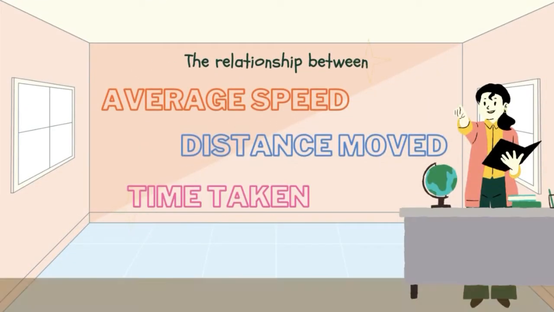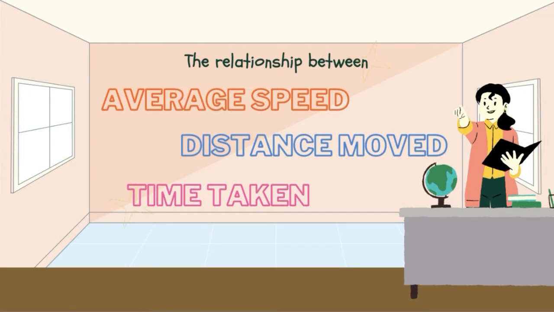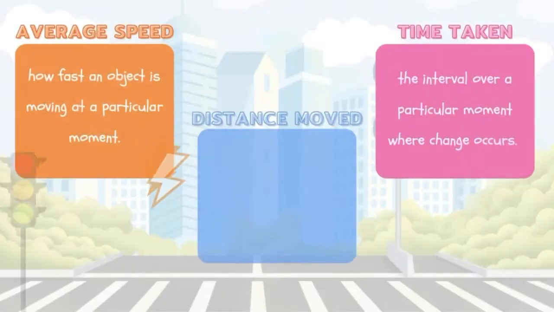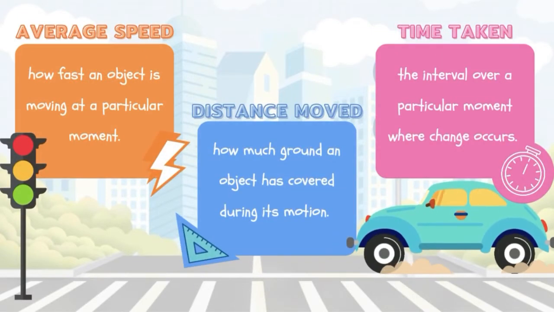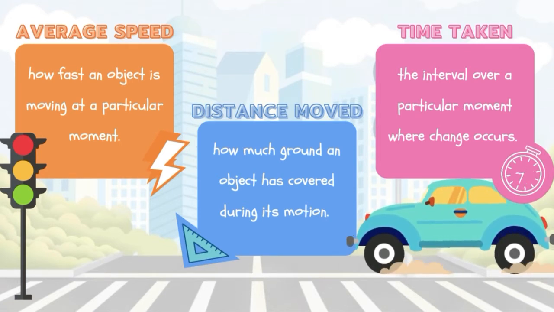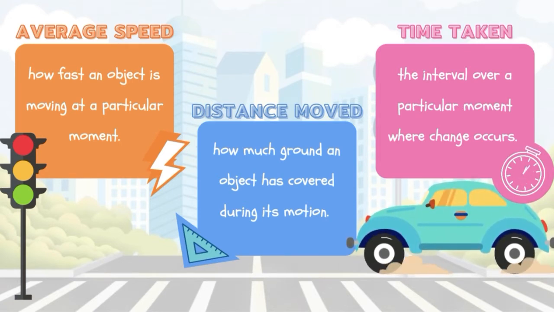I will introduce you to the topic of the relationship between average speed, distance moved, and time taken. First of all, let's look at the definition of each word. Average speed is how fast an object is moving in a particular moment. Distance moved is how much ground an object has covered during its motion. Time taken is the interval over a particular moment where change occurs.